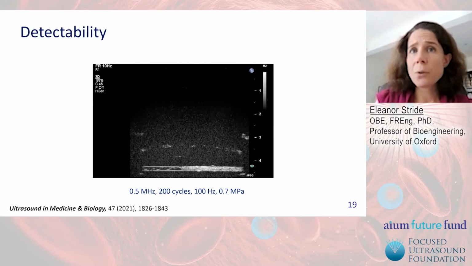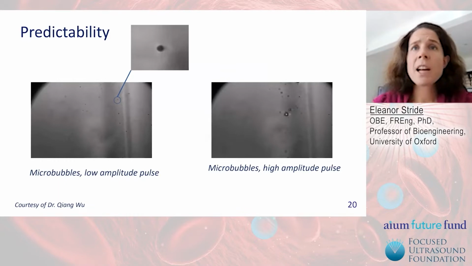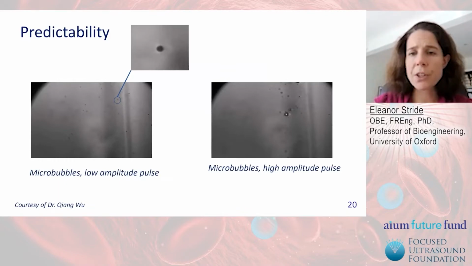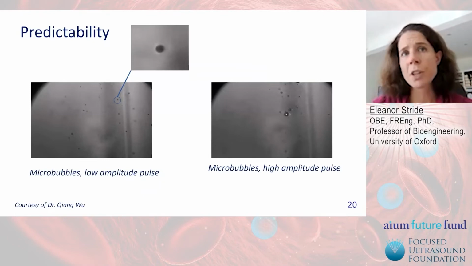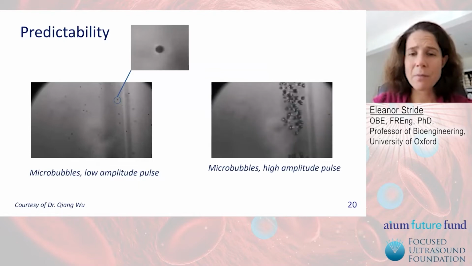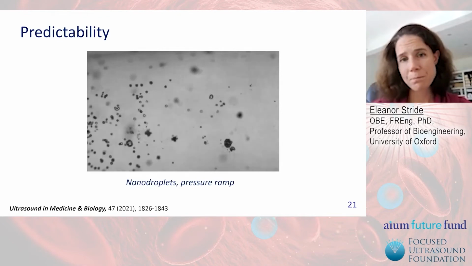Now, sadly, it's not all good news. This time, we're trading off predictability. If we look at how microbubbles behave with increasing driving pressure, at low pressures, they oscillate in a very controlled, predictable way. But at higher pressures, we see much more chaotic behavior. And unfortunately, with nanodroplets, the pressures needed to vaporize them mean that we're always in that chaotic regime.